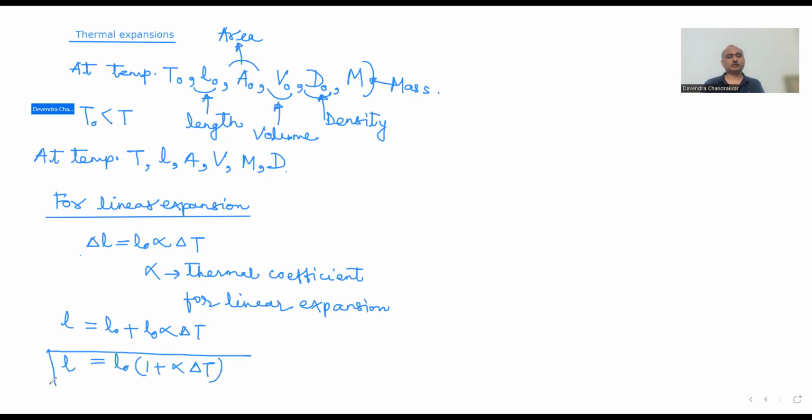I hope all of you understood it. Yes or no? There is one more thing which I wanted to add here, that is resistance. R naught है ये और ये R है. ठीक है? This is for linear expansion. Anybody is having any challenge in this, please ask.